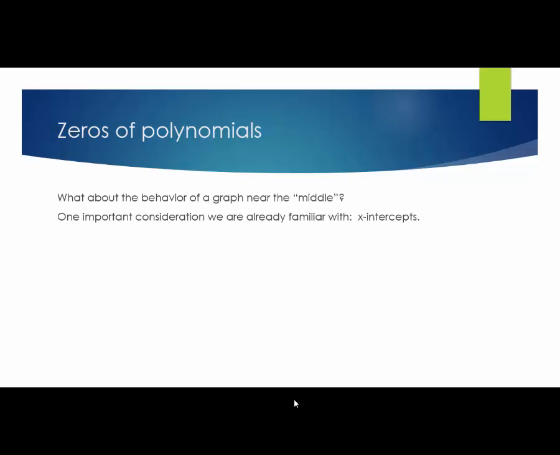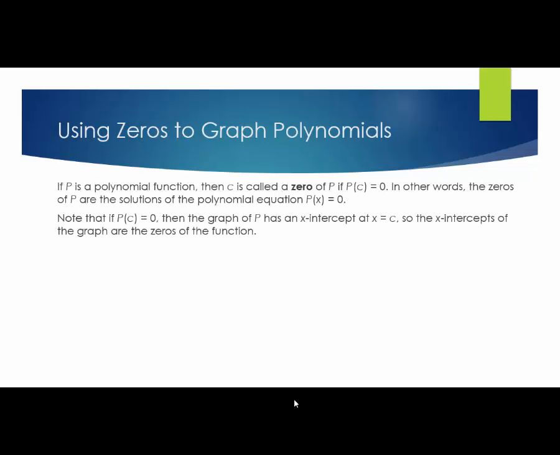That graph might cross our x-axis. So let me define for you. If p is a polynomial function, c is called a zero of p if p of c equals 0. In other words, the zeros of p are the solutions of the equation p of x equals 0. And we know that when we set an equation equal to 0 and solve, we're really finding the x-intercepts. So those solutions give us the x values of the x-intercepts. Zeros are another way to say the x values of the x-intercepts.